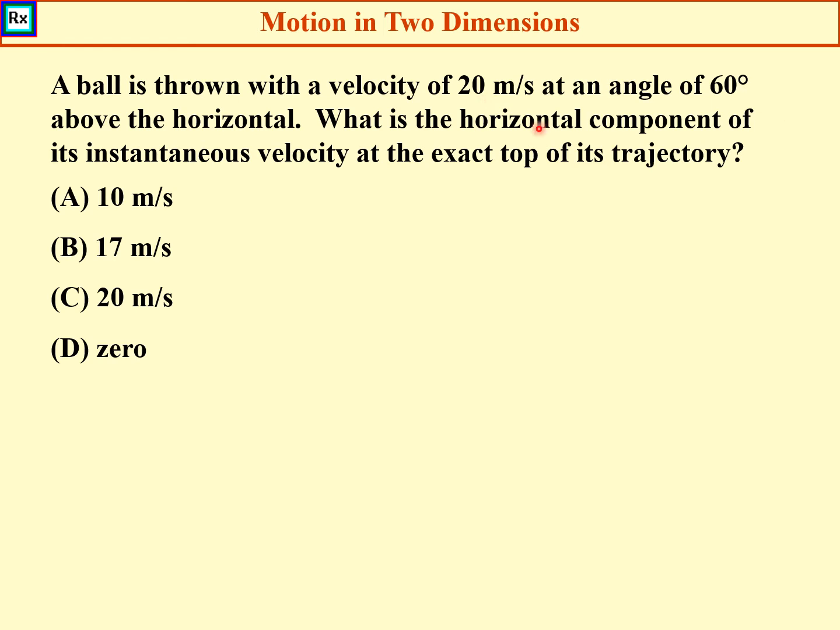Now, if you think of the 60 degrees, the adjacent side is going to be the cosine component, 20 cosine of 60 degrees. Cosine of 60 degrees is 1/2, so half of 20 gives me 10 meters per second. So the horizontal component the whole time, not just at the top, is going to be 10 meters per second while it's in the air with no air resistance.